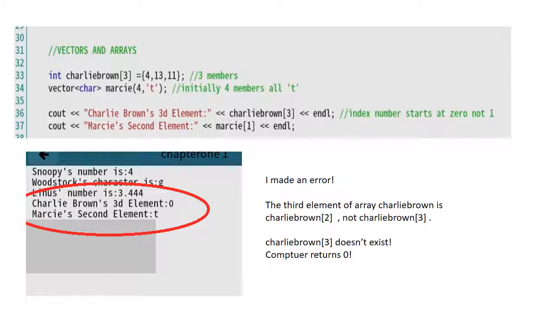Okay, and I also instructed the computer to print out the second element of the vector Marcy. Since all the elements are t, it prints out a t.